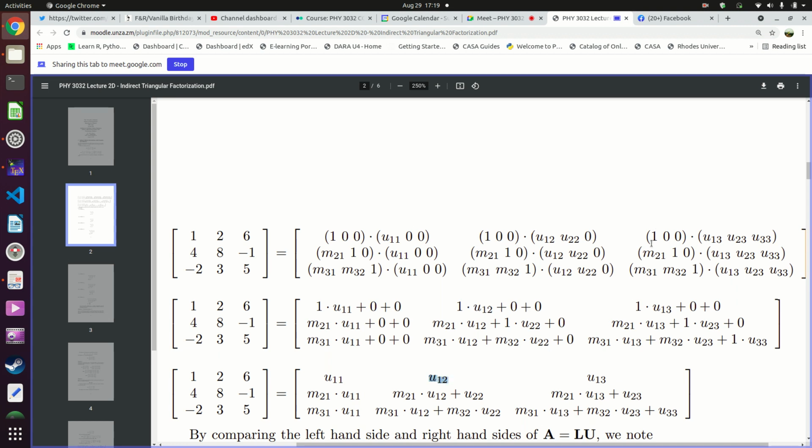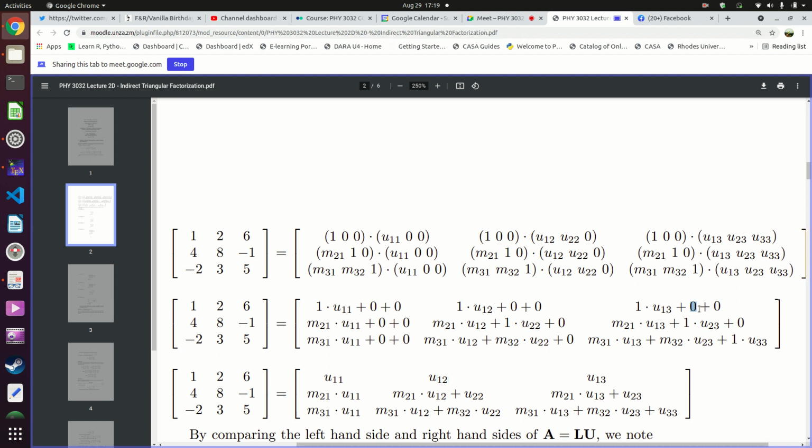Then here, that is the first row multiplied by the third column. So when you do multiplication of matrices, you multiply the rows of the matrix in front by the columns of the second matrix. So in this case, the first row multiplied by the third column. So that's going to be here. You've got your 1 times U13 plus, that's what you have here. Then plus 0 times U23, that's what you have here.